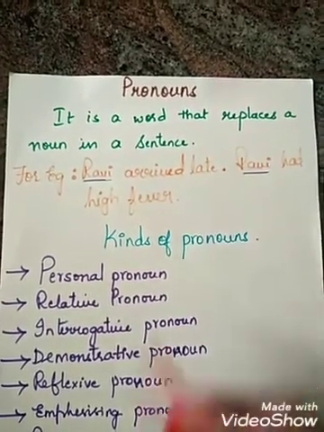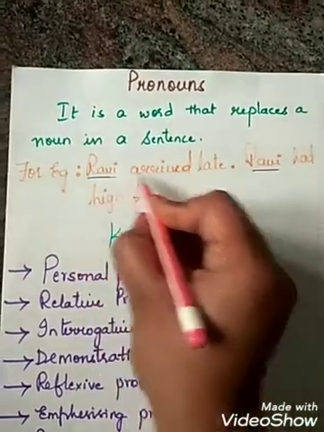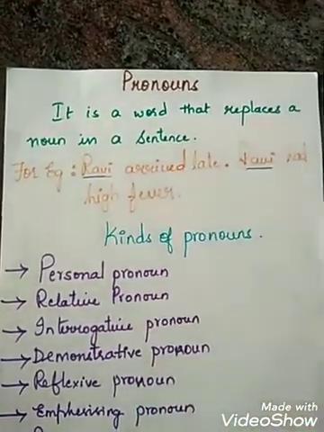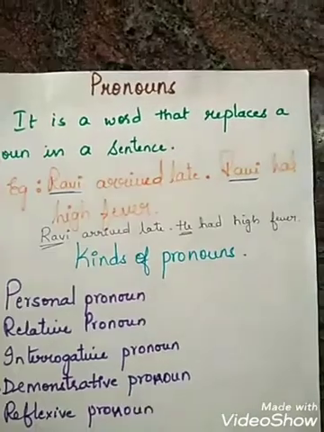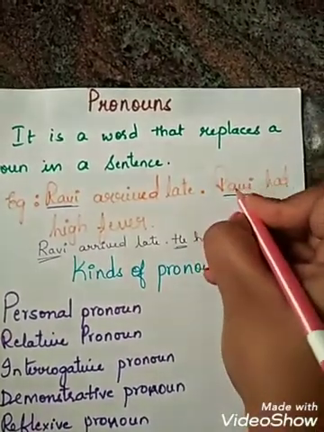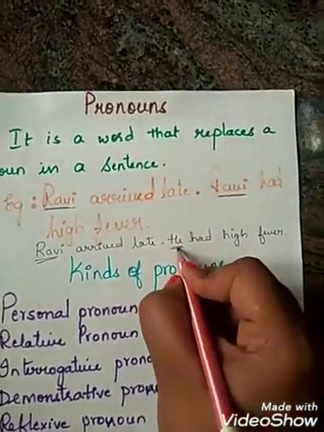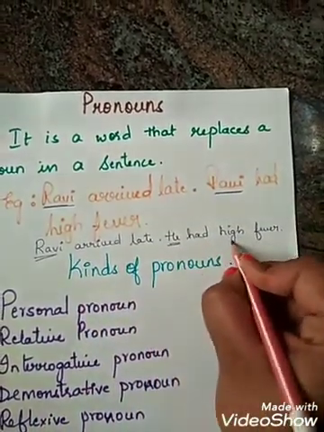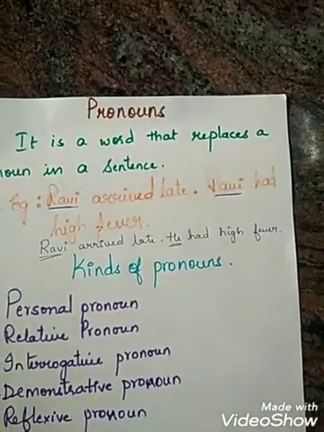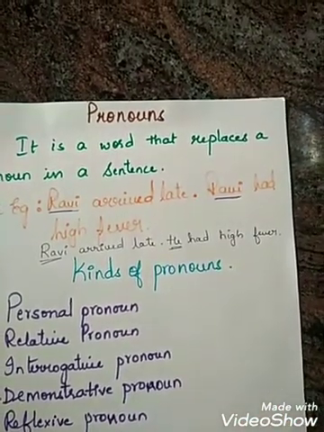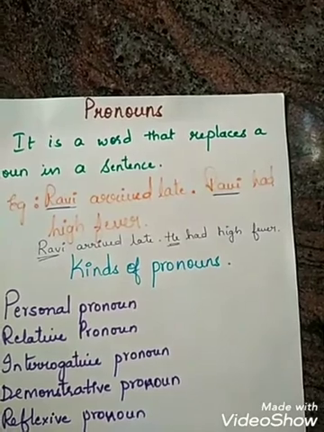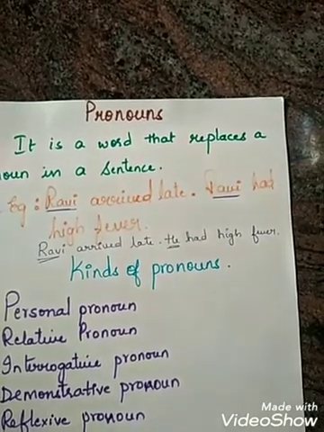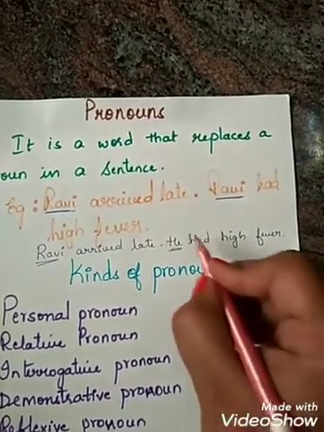So in the place of Ravi, we used he. So Ravi arrived late. He had high fever. Understood? So we used he for male. He is a male. Ravi is a male. So we used as he.